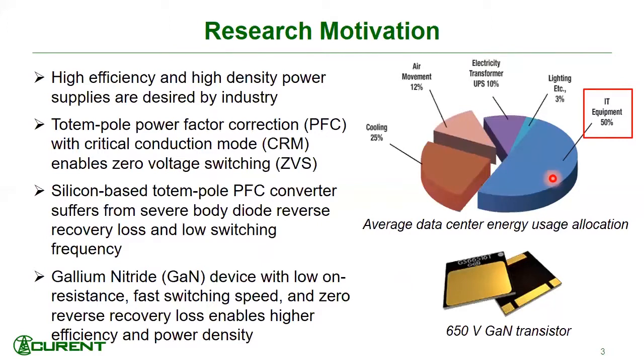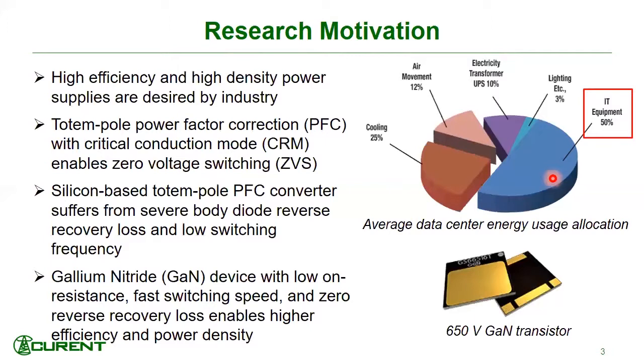So how shall we improve the performance? In terms of the topology, this is the totem-pole power factor correction converter. With the critical conduction mode operation, it is very popular, mainly because it has a simple structure and it has the capability to minimize the switching loss by achieving zero voltage switching or valley switching. However, if we're using the traditional silicon devices, the converter still suffers from large reverse recovery losses, and the switching frequency is not very high. So the converter is still bulky and the efficiency cannot be very high.